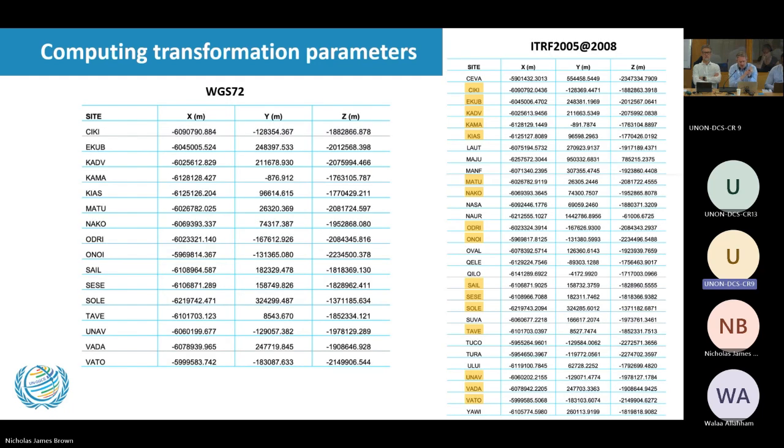And here's the outputs. On the left-hand side, you can see the original WGS72 coordinates in X, Y, and Z. And then on the right-hand side, the ones that I've highlighted are the same points, those 17 or 18 points, along with the extra ones. But the ones highlighted are the ones that are matching the ones in the table on the left. So we now have our X, Y, Z in WGS72 and in ITRF 2005 at the epoch of 2008.